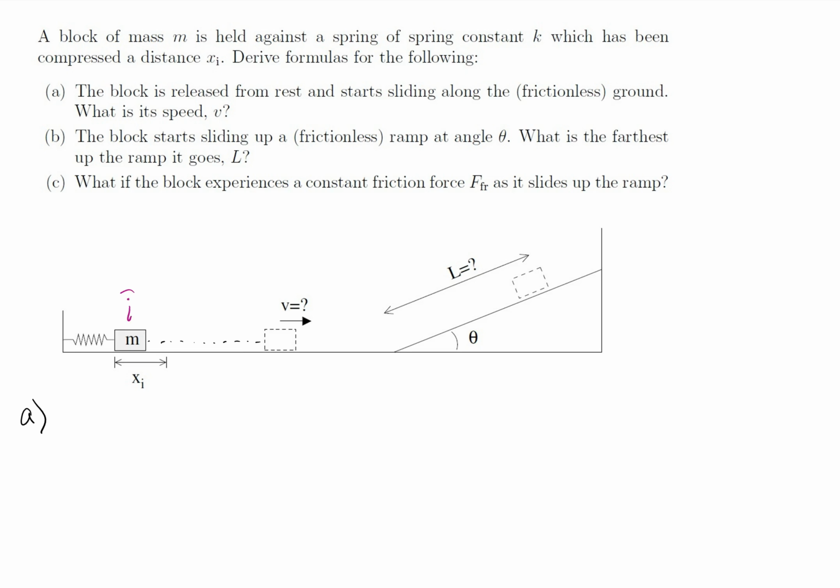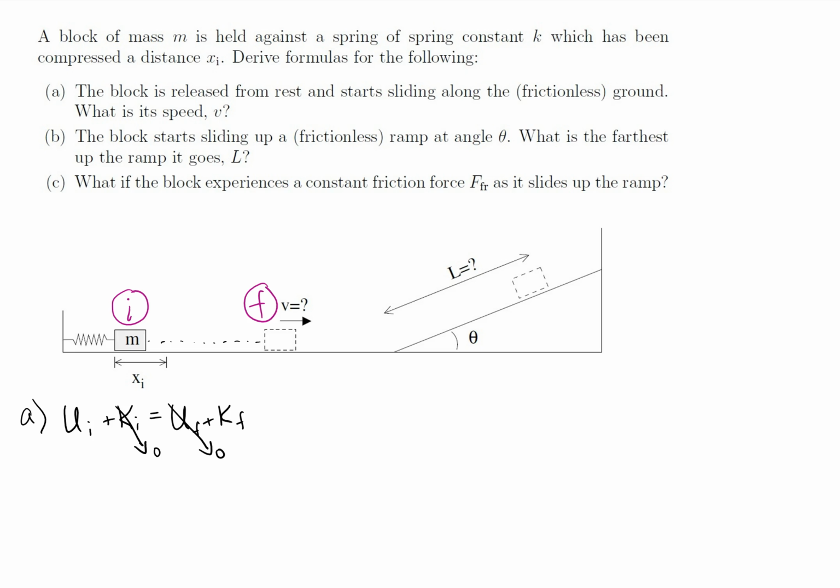So let's call this our initial place, and this is our final place, and we're going to use conservation of energy to solve this. So U initial plus K initial has to equal U final plus K final, and we're told that the block is released from rest, so K initial is 0. And then in our final situation, we're ignoring the spring, we're not doing anything with the ramp, so we'll say that U final is also 0. So conservation of energy gives us basically that U initial has to equal K final.